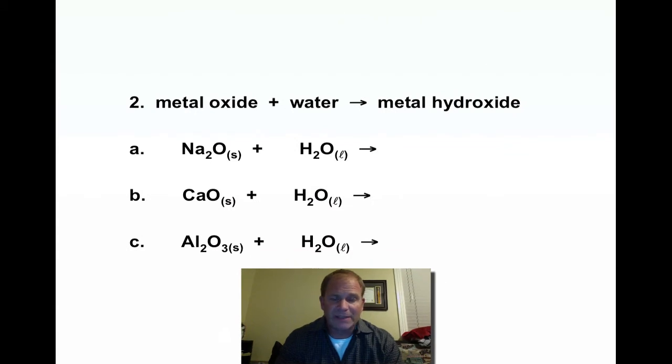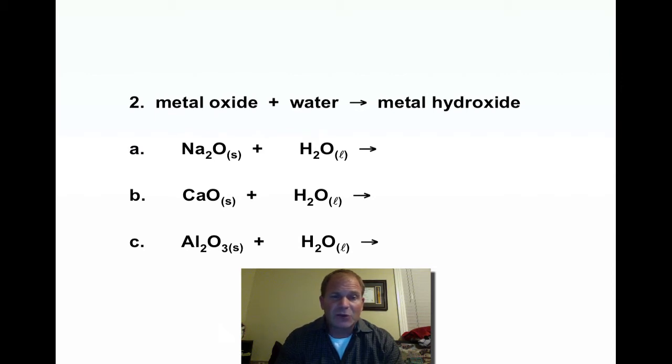Another type of synthesis or combination reaction is when we have a metal oxide plus water that will form a metal hydroxide. So it's easy if you recognize this because your product here is just a metal joining up with a hydroxide. And if you remember, hydroxide is OH with a -1 charge. So if you know the charge of your metal, it'll be easy bringing them together in the correct ratio so the charges add up to 0.